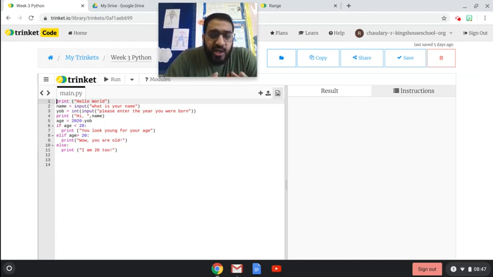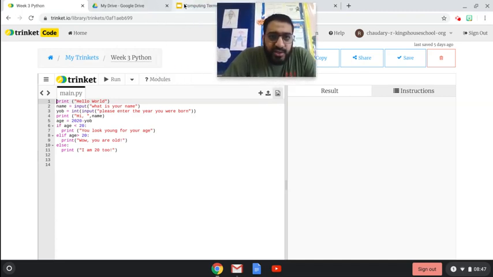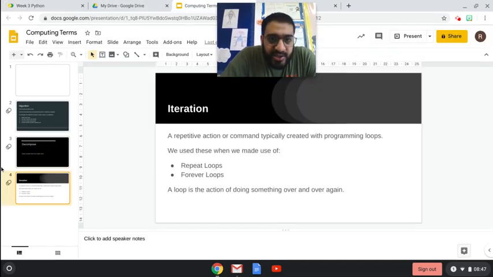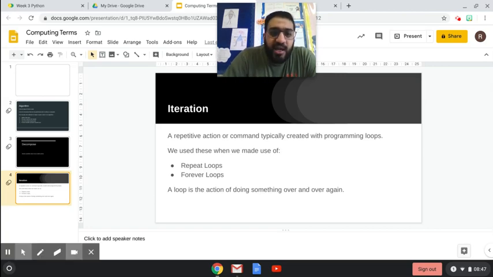Okay. So the term iteration actually refers to, let me get my actual definition up, a repetitive action or command typically created with programming loops. Okay, so a repetitive action, meaning obviously it happens again and again. And obviously we've made use of loops in the past where we use repeat loops and forever loops, repeat saying, please do this a number of times, do it one time, 4 times, 10 times. And forever loops where we told something to do something again and again and again.